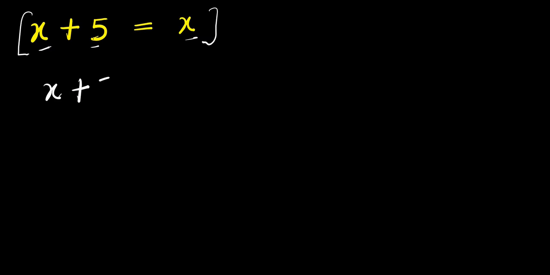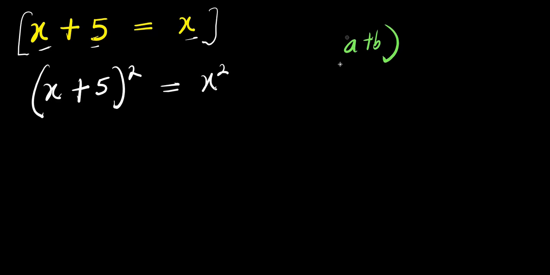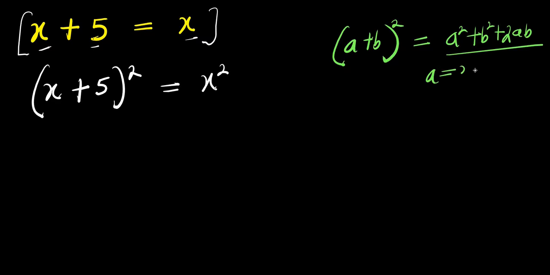I have x plus 5 raised to the power of 2, and this equals x to the power of 2. Now, remember, if you have a plus b and you raise it to the power of 2, this equals a squared plus b squared plus 2 times ab. Applying the same thing here, our a is x and b is 5.